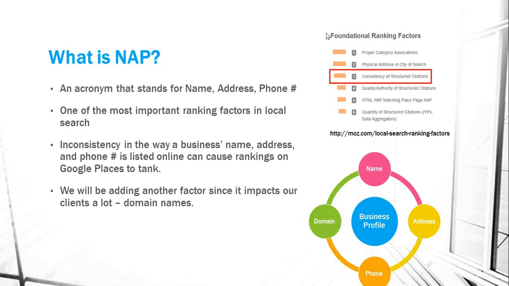I have a little thing over to the right here on my screen that kind of shows this is a study that's done every year. I put the reference to where you can find it online. This is where the top local SEO pros kind of put their thoughts together and decide what they think is the biggest impact on ranking on Google Places. And you'll see that consistency of structured citations, which is essentially yellow page directories or business directories online, so the consistency in how you're listed there is the third most important ranking factor on if you rank well on Google Places.